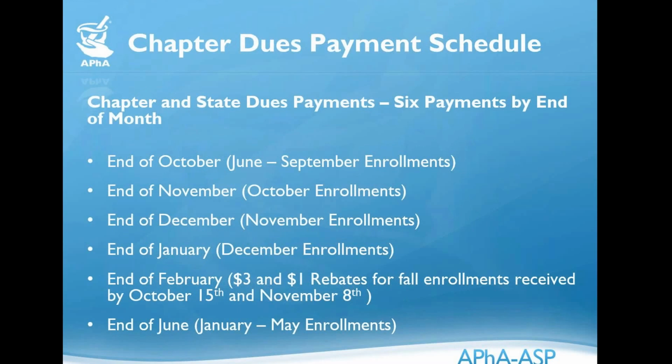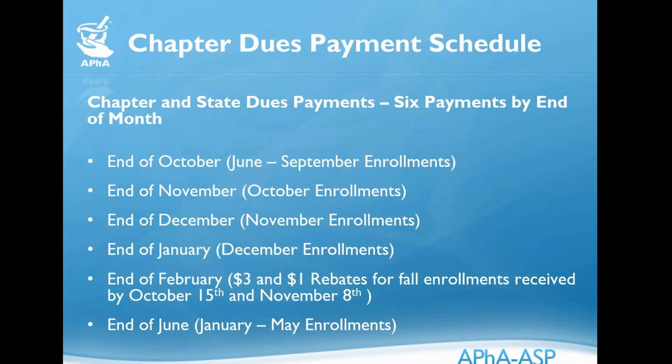Some additional important dates and deadlines. This is the schedule of when you will receive payments from APhA for your chapter dues. The end of October is going to be a payment for all the June through September enrollments. The end of November will be all the October enrollments. The end of December will be all of the November enrollments, and the end of January will be the December enrollments. And the end of February, that is when you get an extra check in the mail.